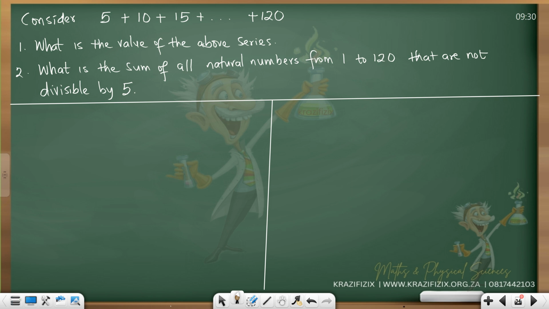This is why, guys, I said we cannot do things manually. I can now start getting my calculator: 5 plus 10 plus 15. Now, I don't have time in an exam. Since it's an arithmetic series, oh, beautiful, we can simply use our Sn formula.